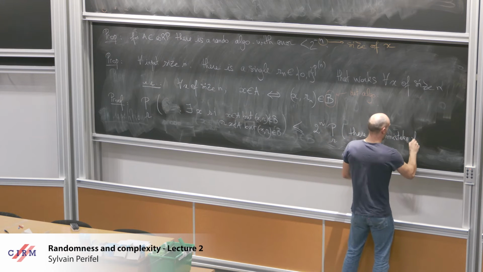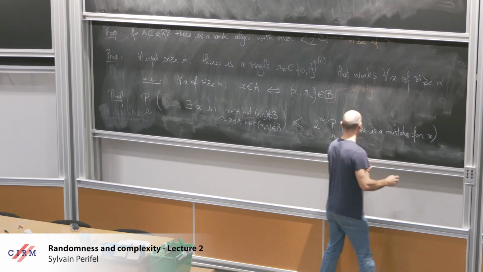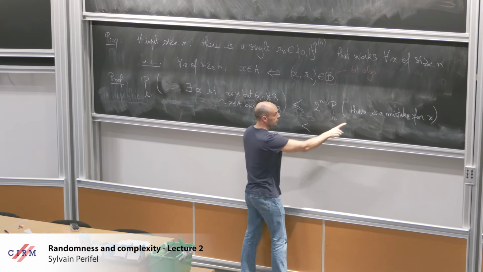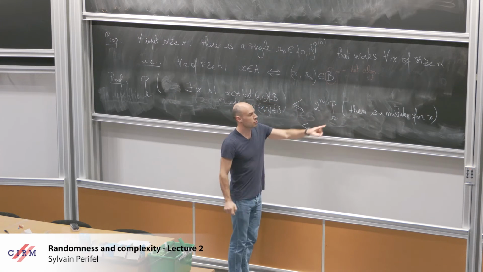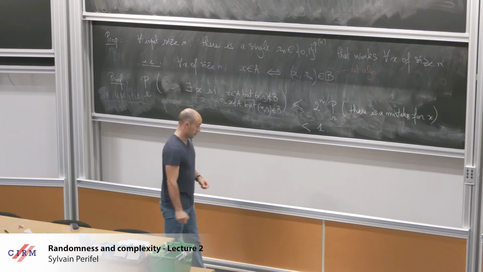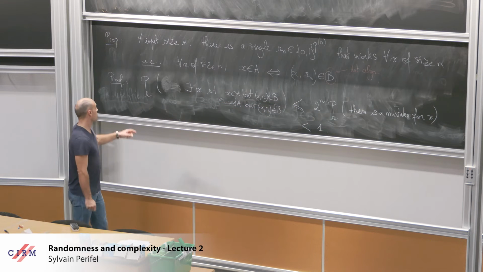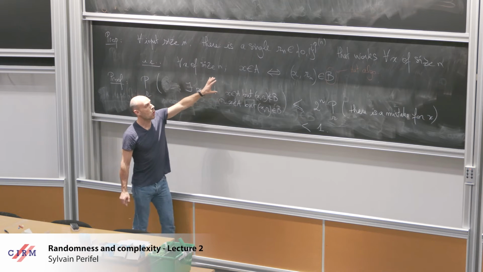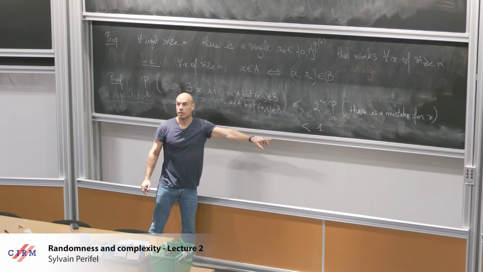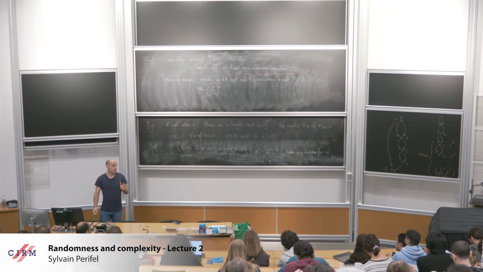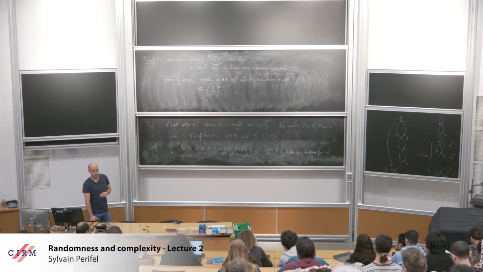Mistake for x. Okay. And this is at most 2 to the minus n. It is strictly less than 2 to the minus n. So this is strictly less than 1. Okay. So the probability that no R works for all x is less than 1. It means that there is an x, there is an R, sorry, that works for every x.